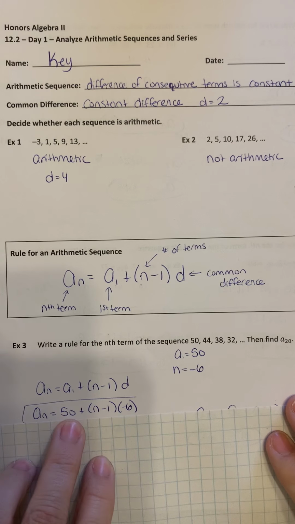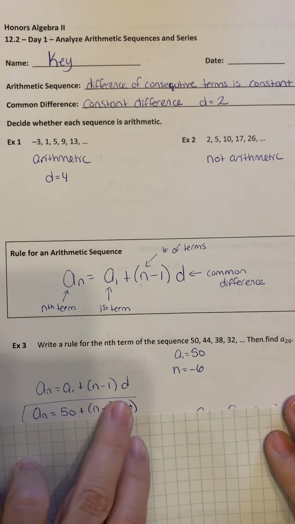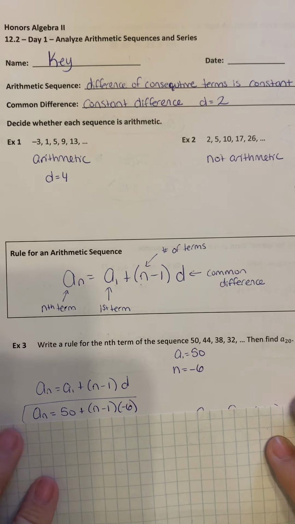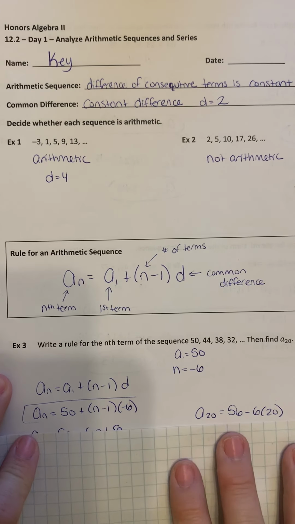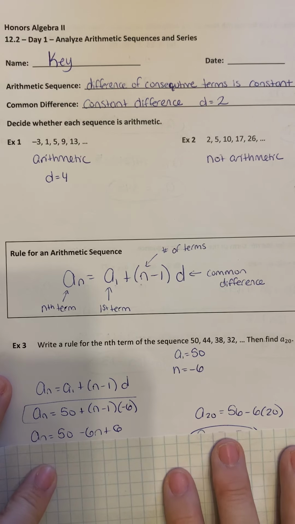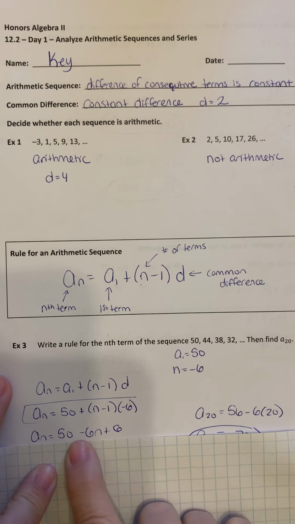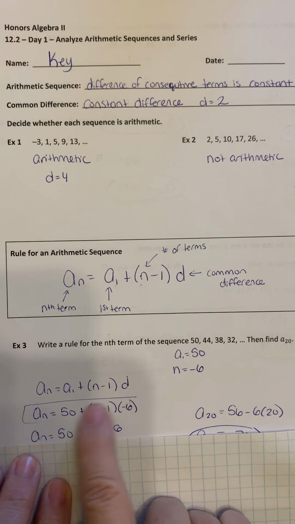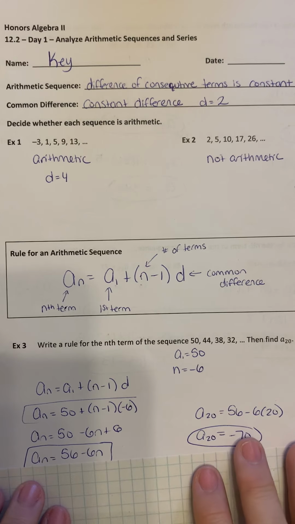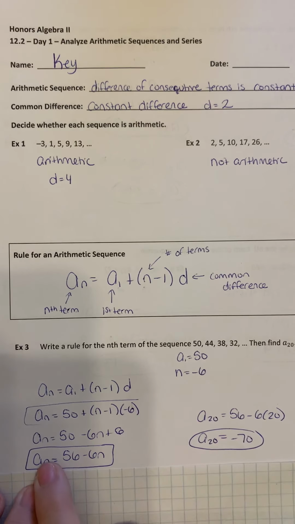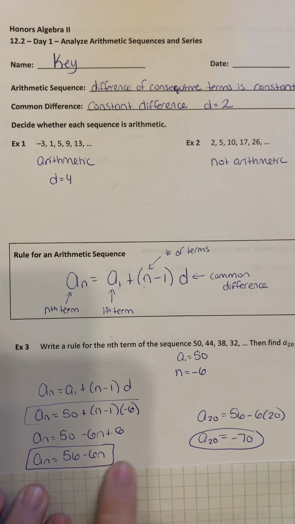We substitute it in, and that's how we would find it now. What we're going to do is find out what the 20th term was. Oh, and here this is simplified: 50 minus 6n plus 6. See, what we did was we distributed that through, and combining like terms, this is the final rule. A sub n is equal to 56 minus 6n.